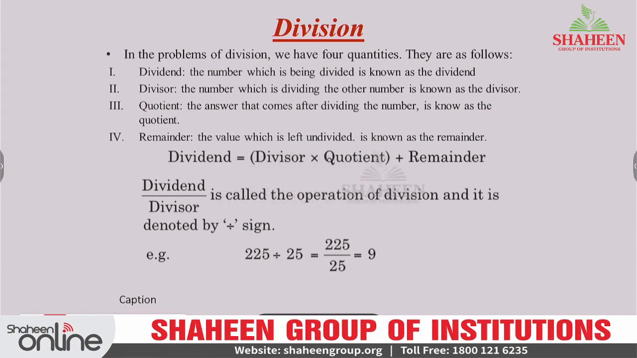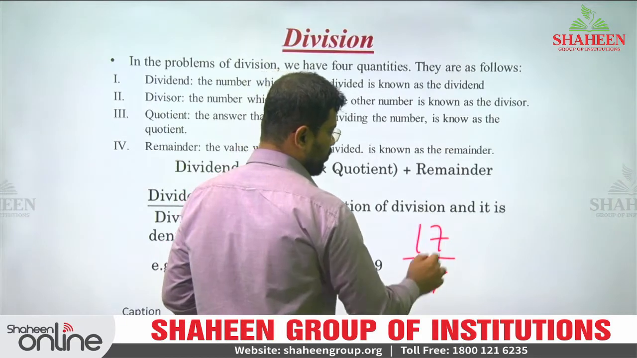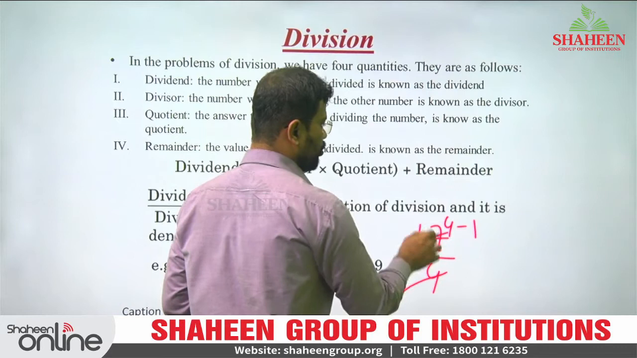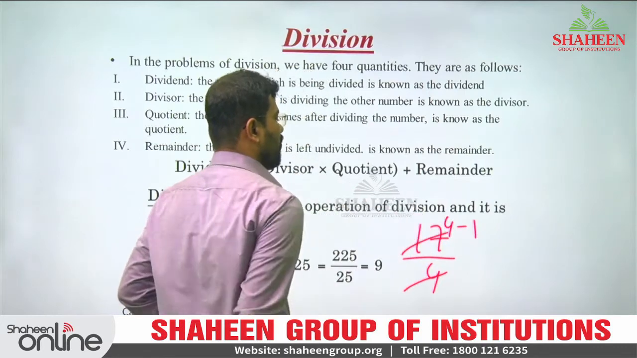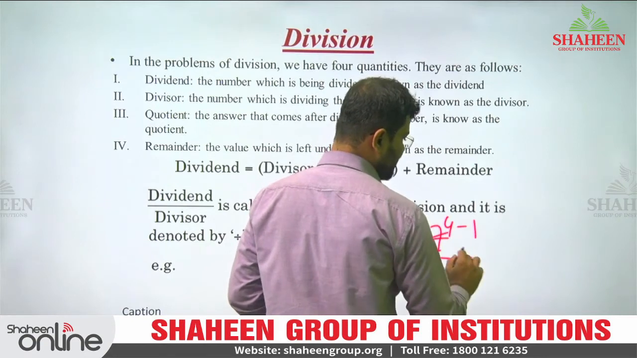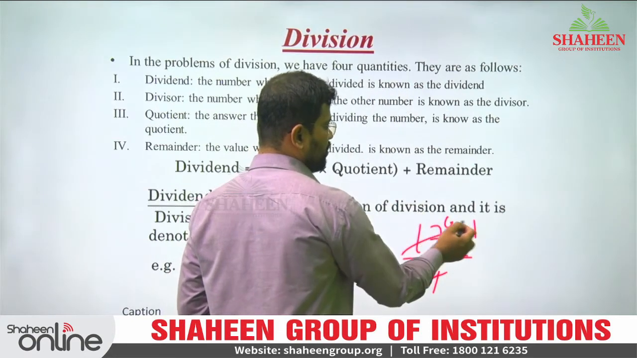Again, I will take another simple example here. Let me take the example of 17 by 4. 4 into 4 is 16. Remainder is 1. So what is 17? What is this 4? And what is this 4? And what is this 1?